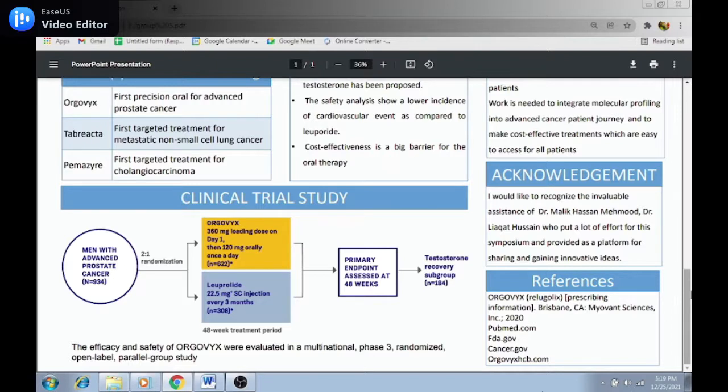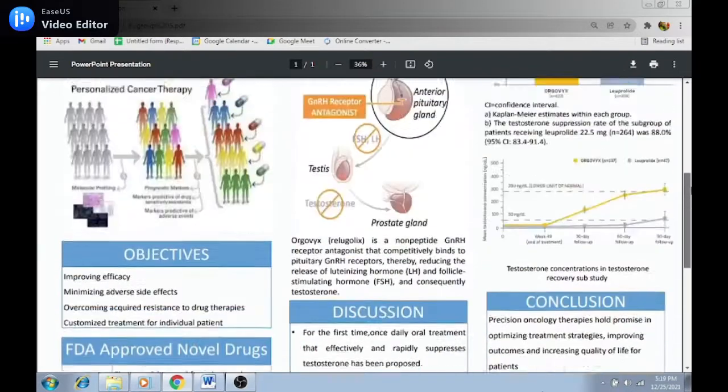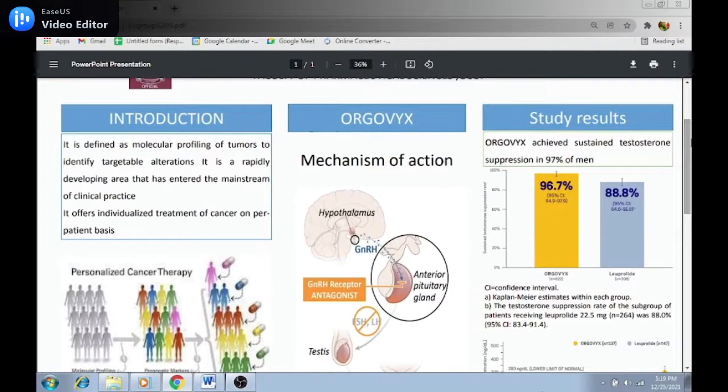Then we assessed the endpoint at 48 weeks, and later, after 90 days, we did a sub-study of testosterone recovery. In this graph, it can be seen that 97% of the men achieved sustained testosterone suppression, while 88.8% of patients sustained the suppression of testosterone.